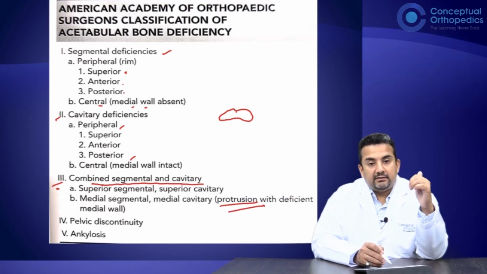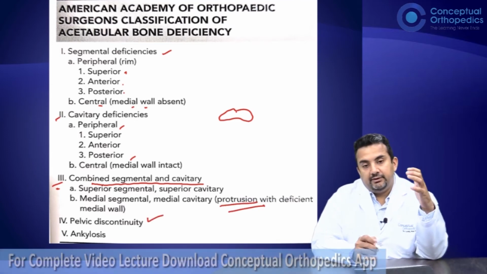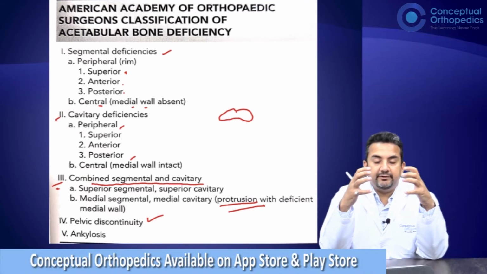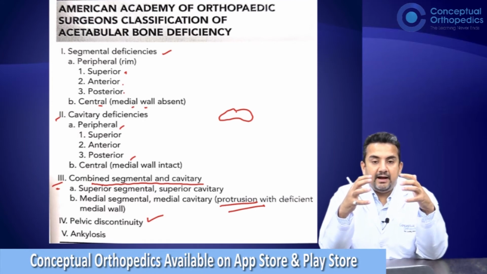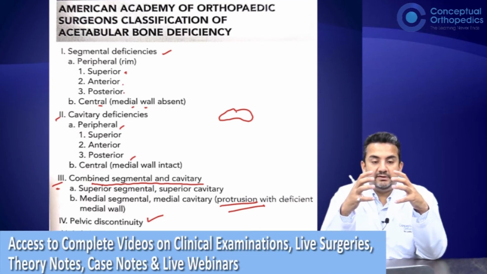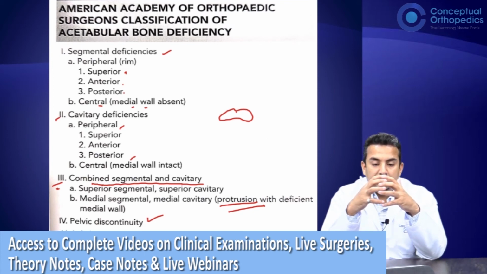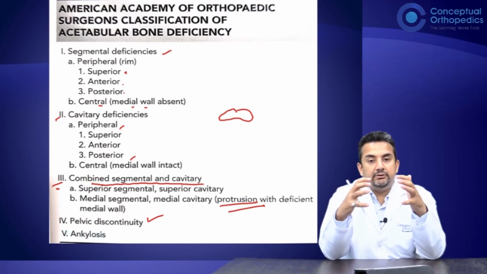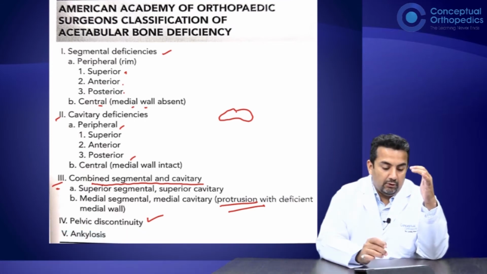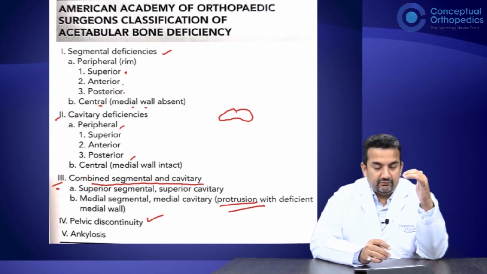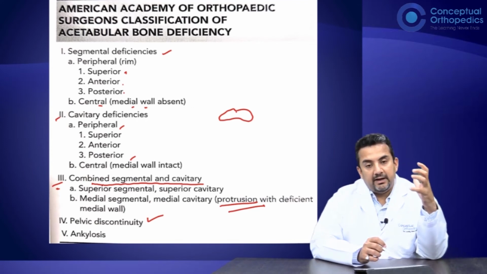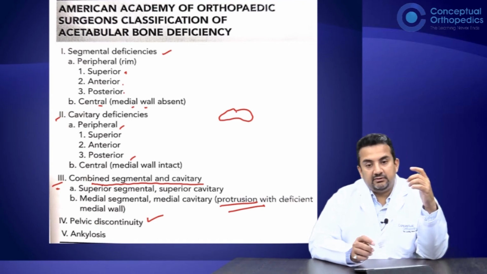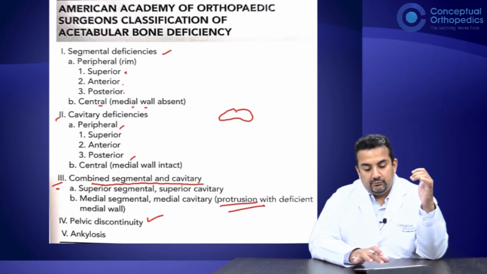Type 4 is the pelvic discontinuity, where both the columns, the anterior and posterior columns, are not in continuity with each other. This is a very, very difficult situation to handle, and the basic concept to be followed here is that this discontinuity needs to be made into a continuum. We have to fix this discontinuity, make it one piece, and only then can you go ahead and do a total hip replacement. So all those segmental deficiencies or pelvic discontinuity need to be fixed prior to going ahead with the total hip replacement. Ankylosis I have already discussed in another class of mine, so we will not discuss that.